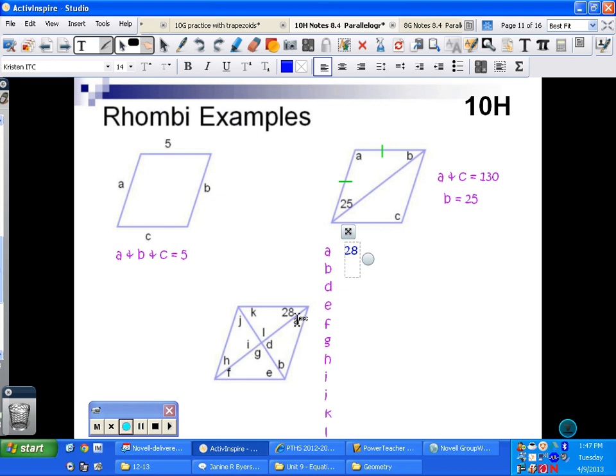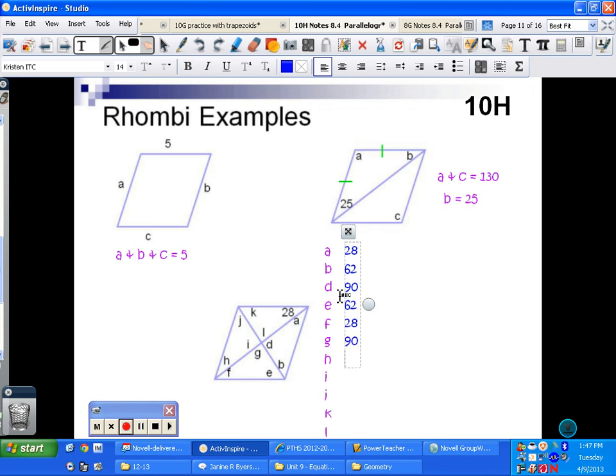So if D is 90 and A is 28, that's 118. B is whatever's left over. So 180 minus 118 leaves us with 62. We just said that D is 90. E and B are congruent, so E is 62. F and A are congruent, which is 28.